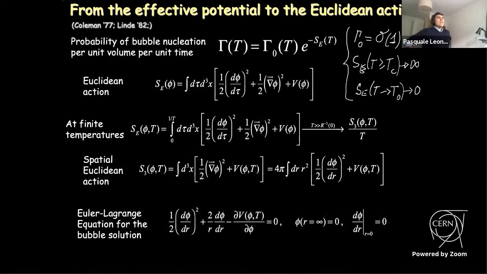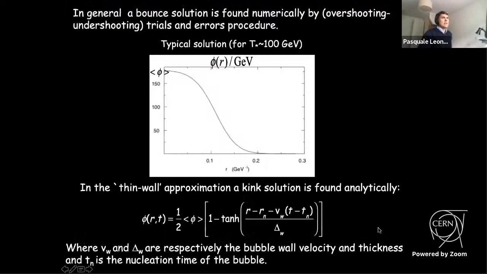Then from the effective potential, you have to calculate the Euclidean action in order to get the bubble nucleation rate per unit volume and per unit time. And nicely, at finite temperature, the calculation of the Euclidean action reduces to the calculation of the spatial Euclidean action, solving the equation of motion with certain boundary conditions. At R equal infinity, the field is essentially in the metastable vacuum, and also the derivative at R equals zero should vanish. You can solve this equation, and this is the typical bounce solution, or bubble solution.